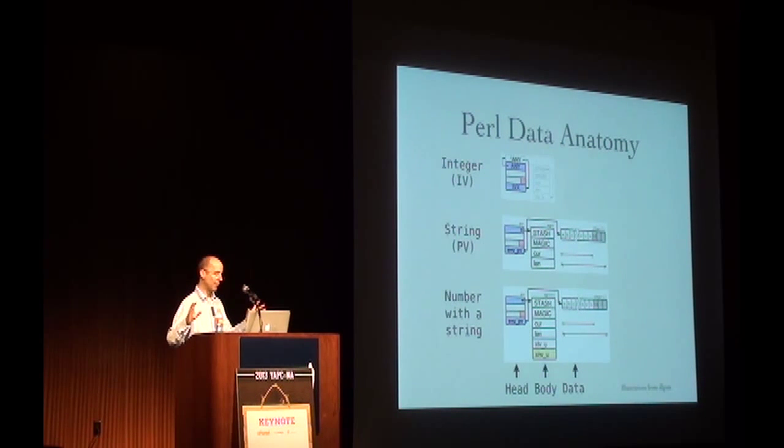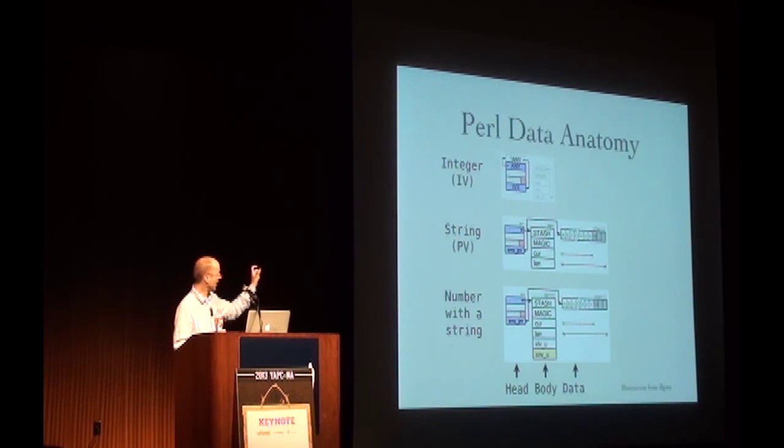All scalars have a head. Sorry, all values in Perl have a head. Most of them have a body and some of them have data. So an integer is optimized now just to be a head. So that's 4 words, you might say. That'd be 4 32-bit chunks on a 32-bit machine or 4 64-bit chunks.